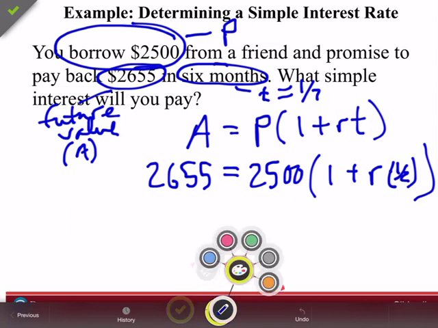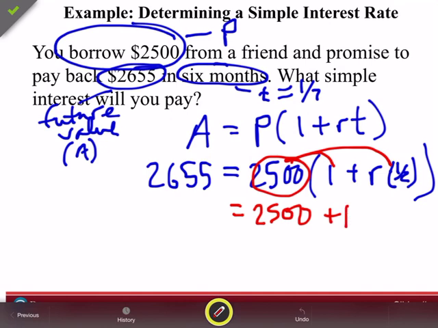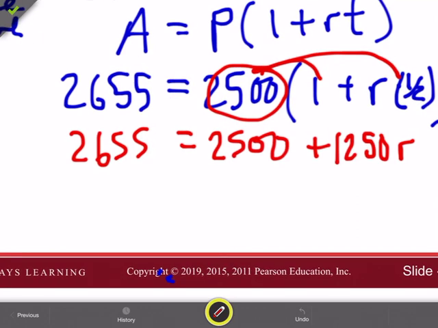In order to solve, I'm going to distribute the 2,500 multiplies inside with both of the terms that are adding. 2,500 times 1, 2,500. 2,500 times 1/2 times r is 1,250 times r. Now we just need to get that r alone.